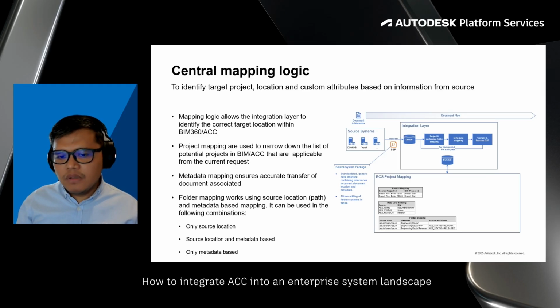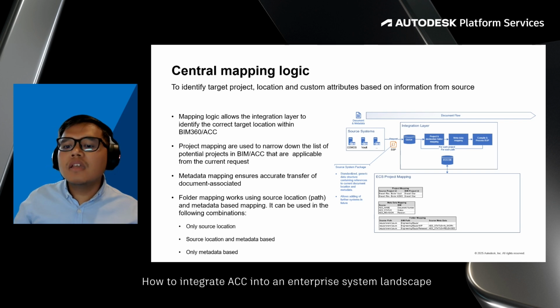After the folder level mapping, we also map the metadata corresponding to the document. And this will flow to ACC custom attributes. This will ensure the accurate transfer of the document and its associated metadata.